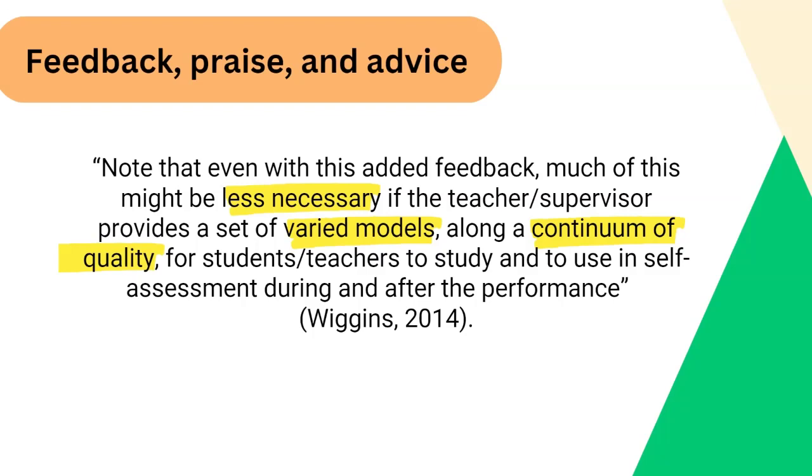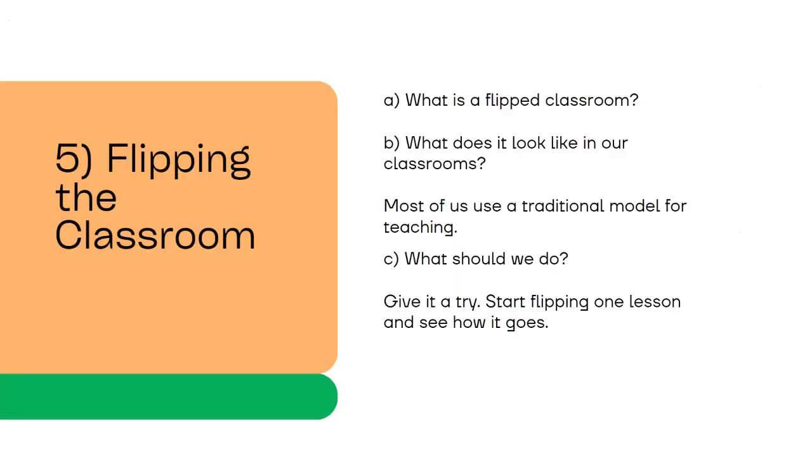If we provide all of these models, Wiggins says, then the feedback is less necessary, because that piece of writing, in this case, or that project that we create for the students to show them in class, serves as feedback. They can access it, they can look at it. It's almost like concrete feedback that they can look at and use to compare their own work, and so they don't necessarily need the teacher, or they need the teacher less for feedback.